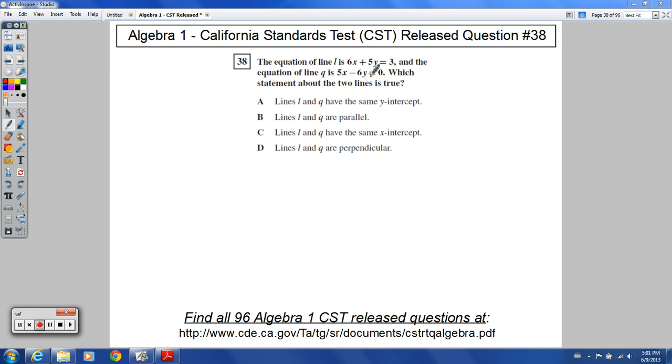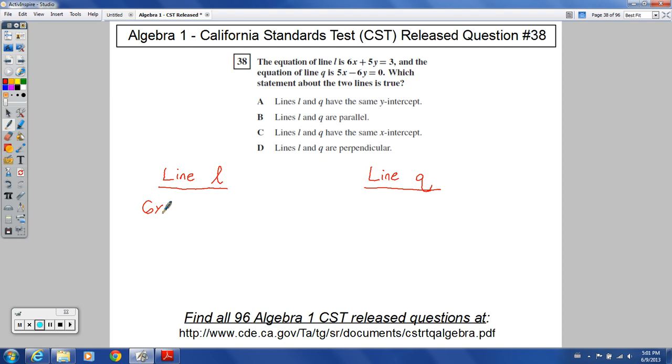Looking at these the way they're written, I can't really tell what the slope and the y-intercept are. If I knew that, that would be really helpful. So if I start by changing both of these into slope-intercept form, it's going to be extremely helpful to figure out what the answer should be. So line L, I'll put that here. Line Q, I'll put that over here.